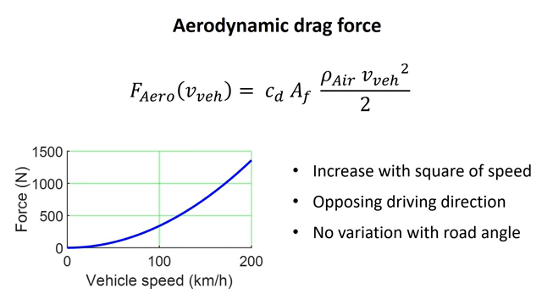The aerodynamic drag coefficient should be as low as possible, and typically is about 0.25 to 0.35 for a modern car. For trucks and buses it is higher, about 0.7.